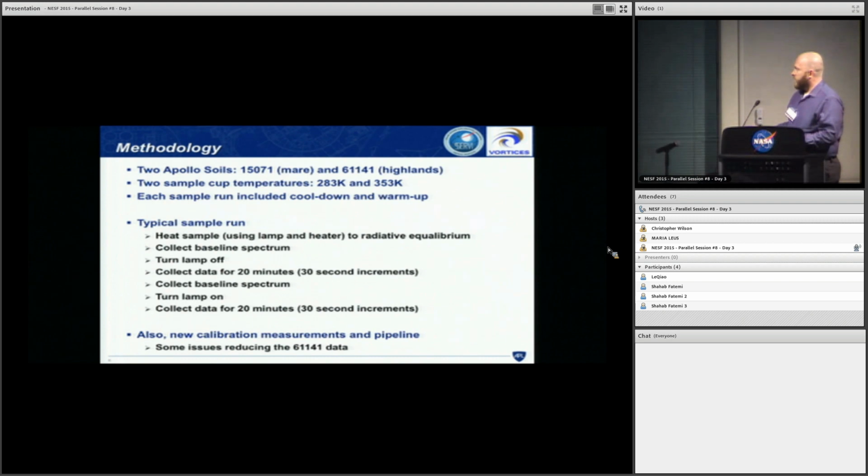This is what a typical sample run looked like. We heat the sample to radiant equilibrium. This takes a few hours. We cooled down the backshield, then collected a baseline spectrum, turned off the lamp, collected spectra for 20 minutes in 30-second increments, and then would do the opposite with the lamp back on.